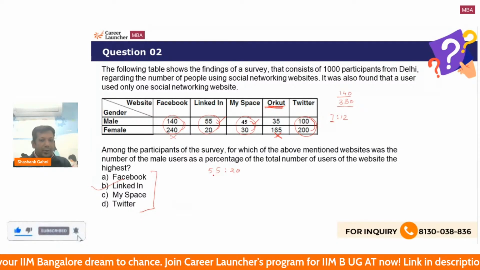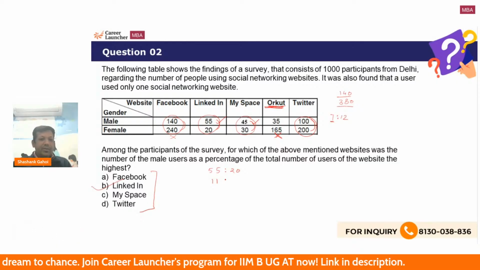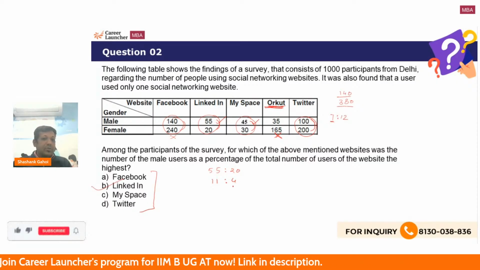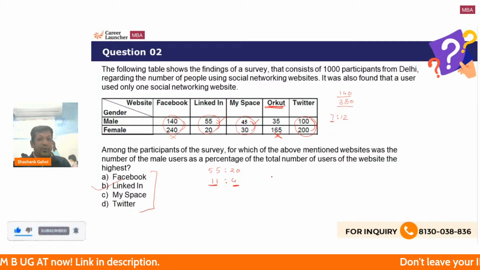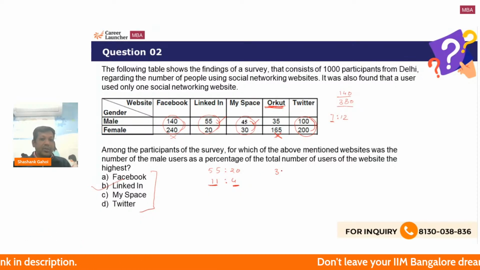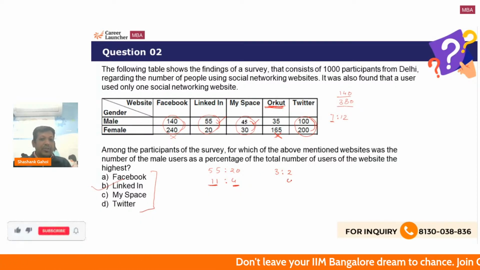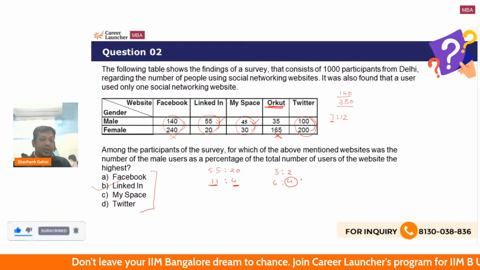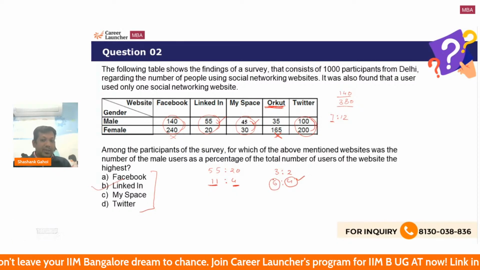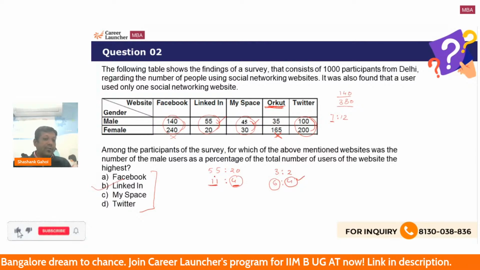So basically, what do I have? I'm having 11 is to 4. So for every 4 females, I have 11 males. If I look at MySpace, it is going to be 3 is to 2. It means 4 is to 6. Means for every 4 females, I got 6 males. Here for every 4 females, I got 11 males.